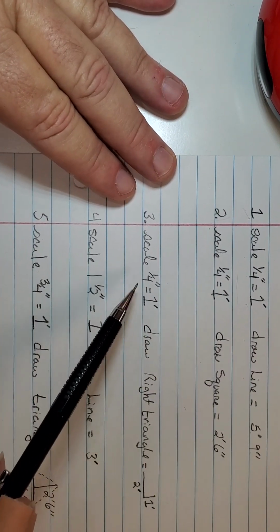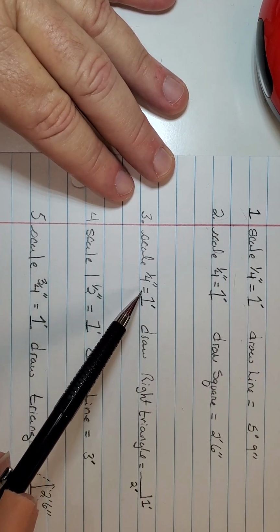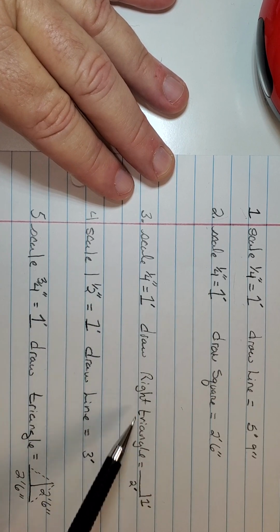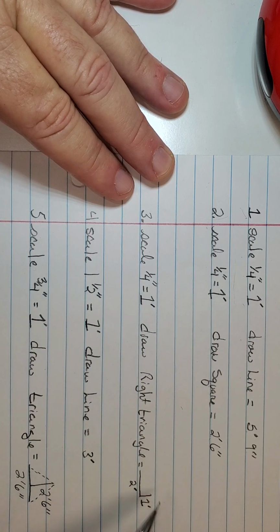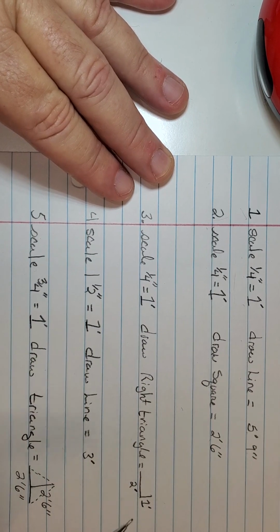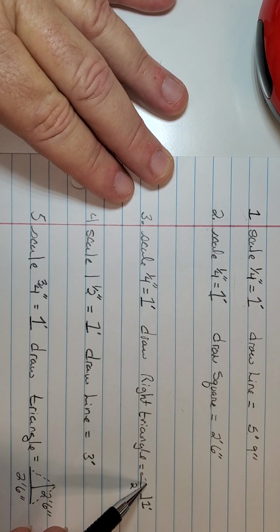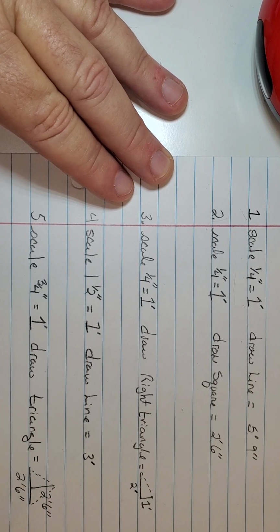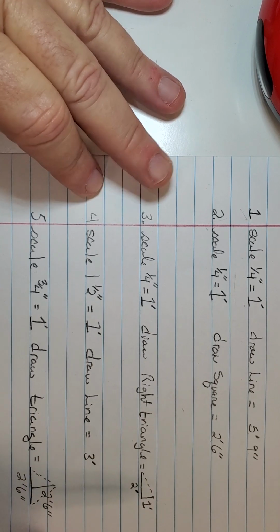Okay, number 3 says using scale 1/4 inch equals 1 foot, draw a right triangle equals, and this is a sample of what the triangle would look like, and you would draw the base at 2 feet, and then the height of it would be 1 feet. Okay, and then of course once you finish drawing it, you just connect that line right there. Okay.